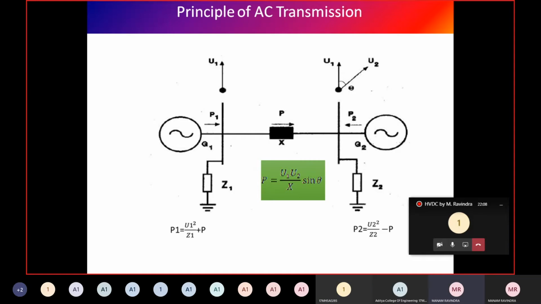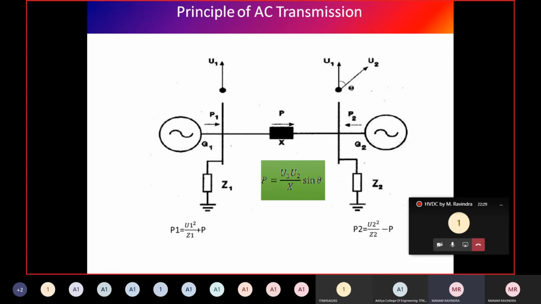What we are saying here is that it also depends upon parameters like resistance, inductance, capacitance, as well as conductance. Resistance is directly proportional to L by A. That means as the area of cross section of a conductor increases, what happens? The resistance value will decrease, right?